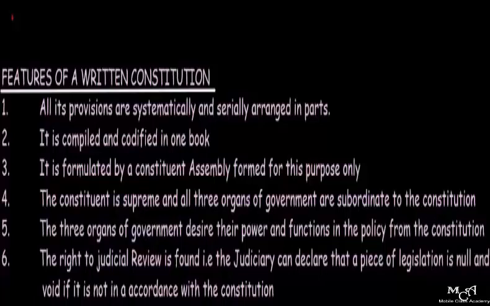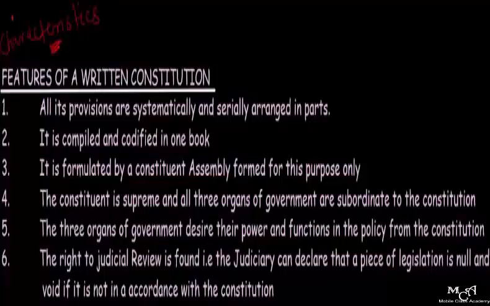That's the features. When we mean features, we mean the character, the nature, the unique characteristics of a written constitution. Features and characteristics mean the same thing. So in exam conditions, when you hear the question, what are the characteristics of a written constitution, just note that characteristics and features mean one and the same thing.